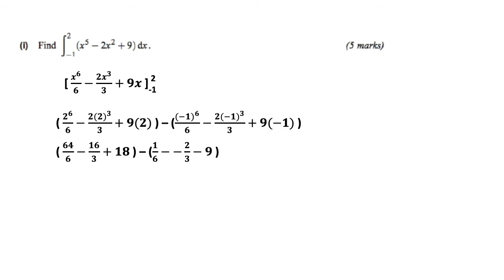The second bracket then would leave us with 1 over 6 minus 2 over 3 minus 9. If we simplify each bracket, we end up with 70 over 3 in the first one and minus 49 over 6 in the second, which means we have in the end 70 over 3 plus 49 over 6, which leaves us with 189 over 6, or if you prefer, you can write this as 31.5.